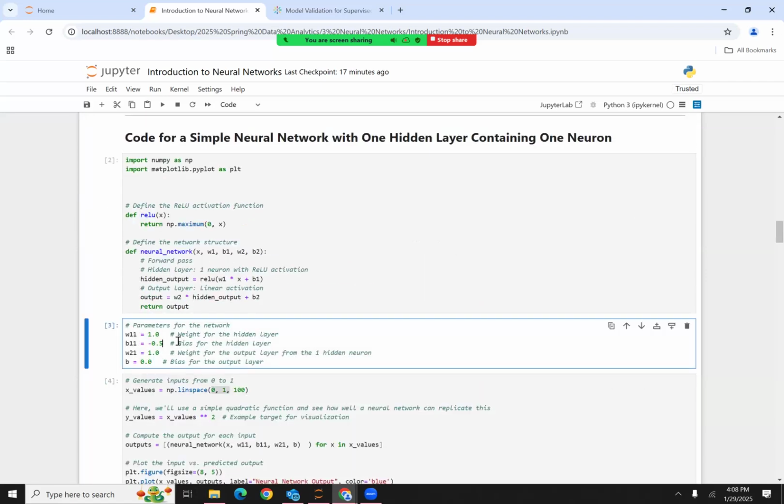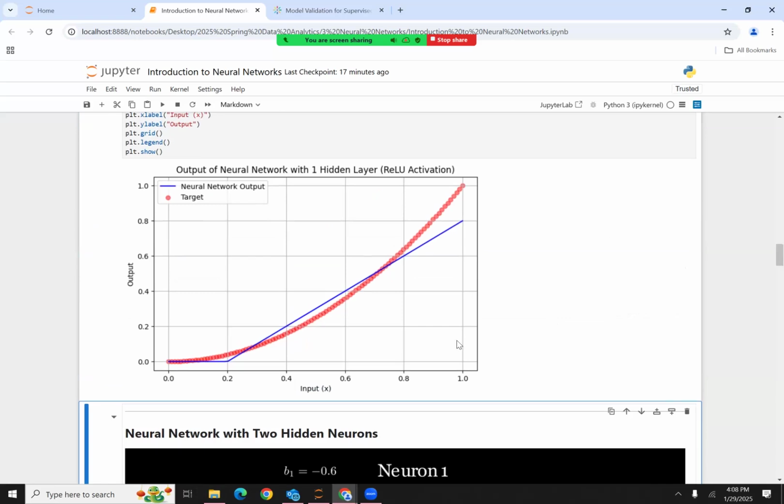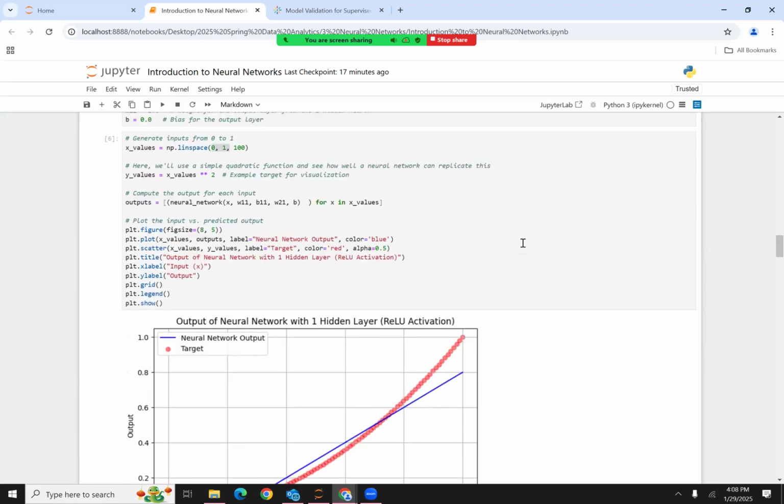So maybe I'm going to change my bias a little bit and make it maybe negative 0.2, and run this and see what we get. And you can see that now there's a change in slope at a value of 0.2, and then I have the curve going out. It's a decent match to the data in comparison to what we had earlier. We can fine tune the weights a little bit more so that we get a better match.